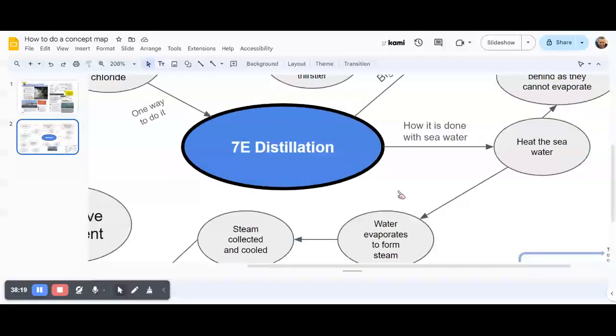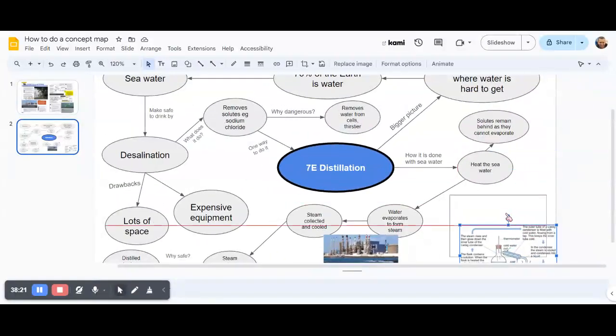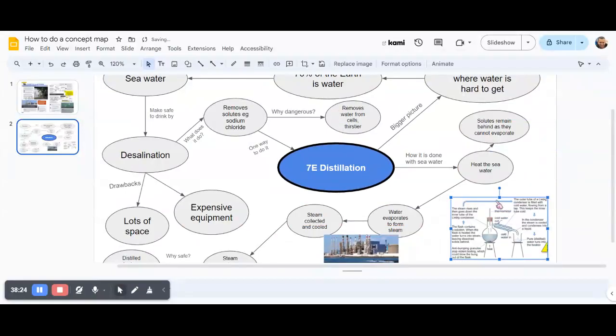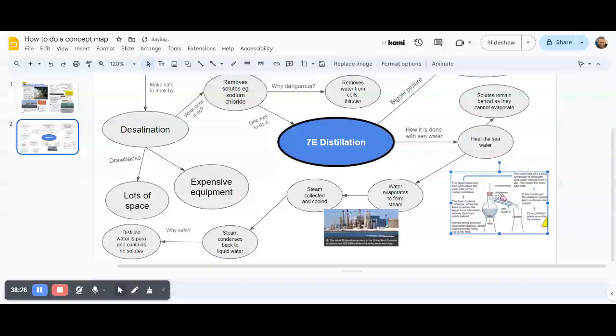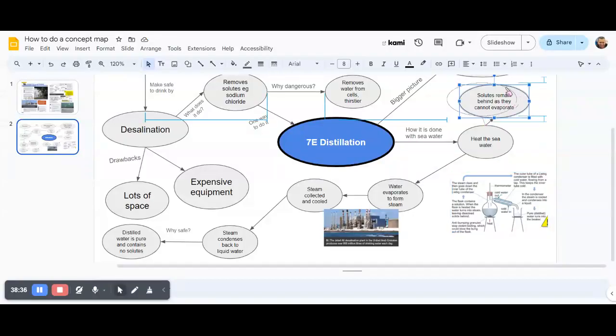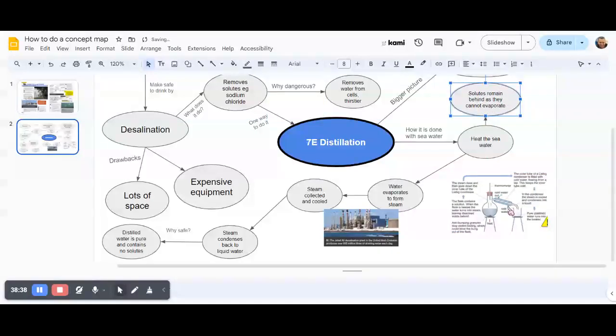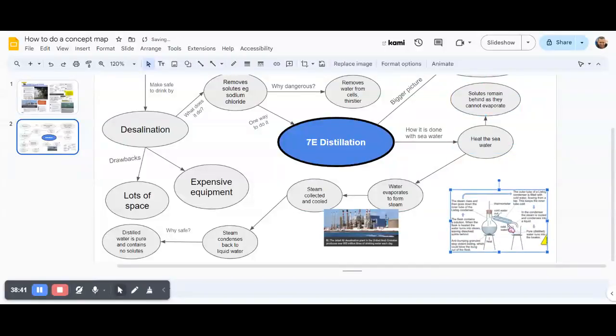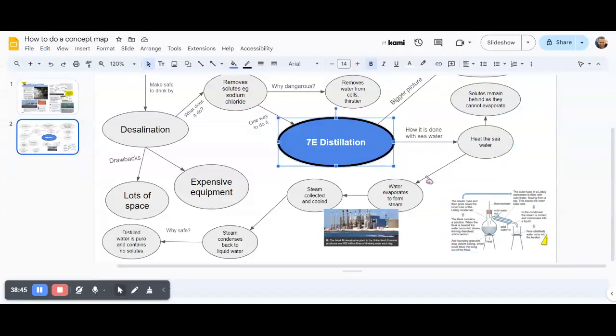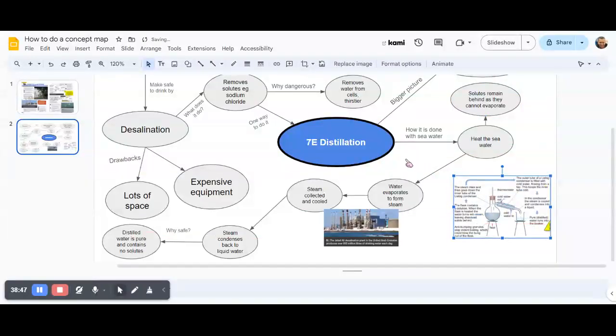But then what I could do is zoom out and say, right, okay, how it's done with seawater. And I would like to have an option of putting it as something that can be done in the laboratory. Okay, so I am thinking, how can I have an arrow going across there? You could have an arrow going across there. Let's make it a little bit simple.